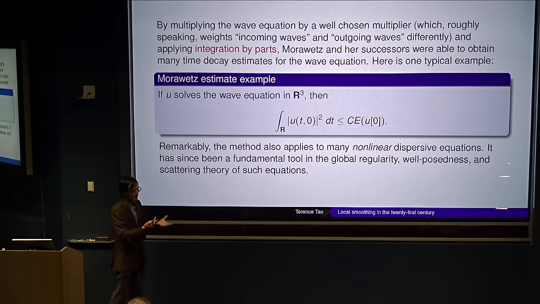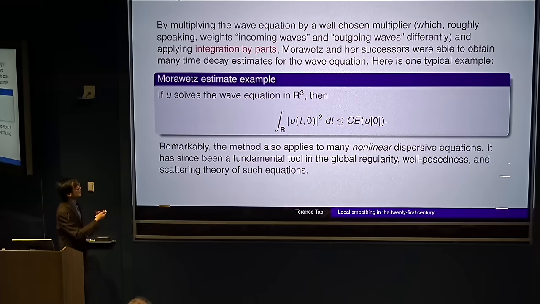Which corresponds to our experience. We know from Huygens' principle, for example, that if you have a disturbance in three dimensions, eventually the wave will move away from the origin and you don't see it anymore. But the beauty of this estimate is that you don't need to be localized at the origin for this. Your wave could have all kinds of waves going in and out, and it could focus at various times, but this estimate is always true.